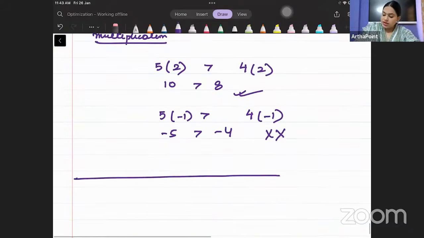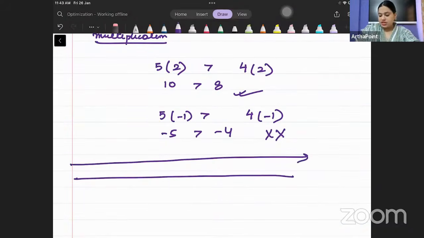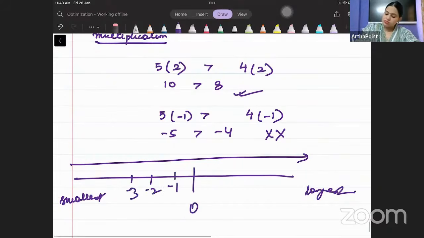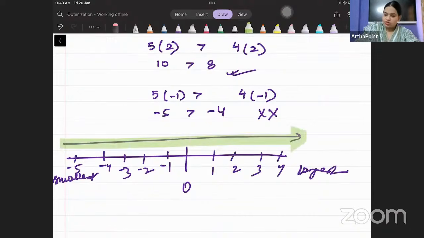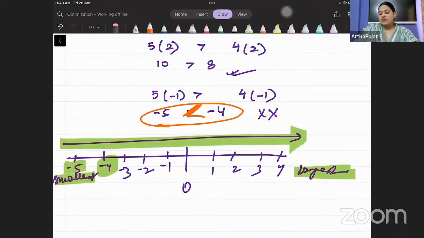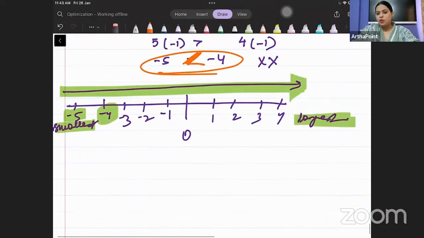You in the number line, you go like this. ये smallest होता है, ये largest होता है. So here you have 0. ये minus 1, minus 2, minus 3, minus 4, minus 5, 1, 2, 3, 4. So beta, when you are going in this direction from small to large, so minus 5 is smaller than minus 4. So this gets altered. Minus 5 is smaller than minus 4.